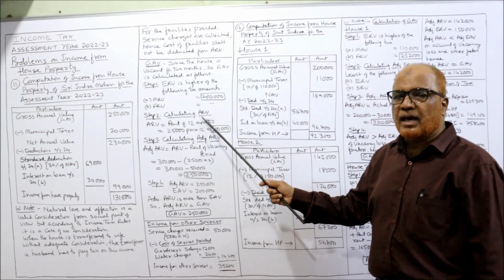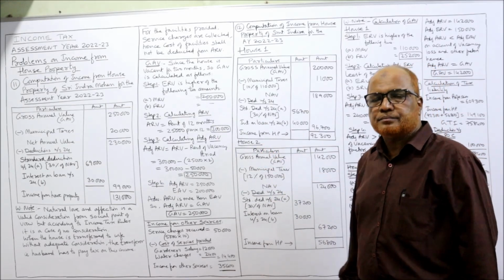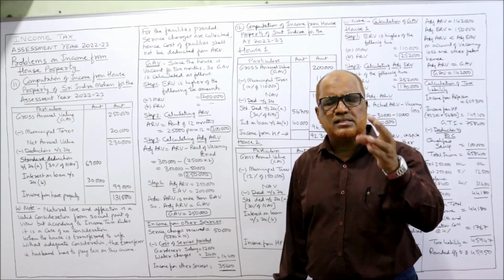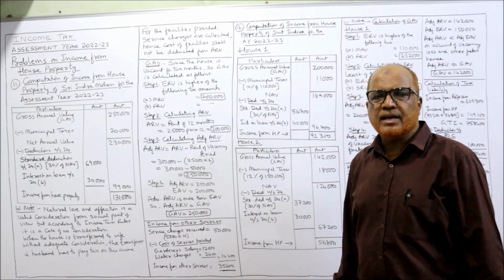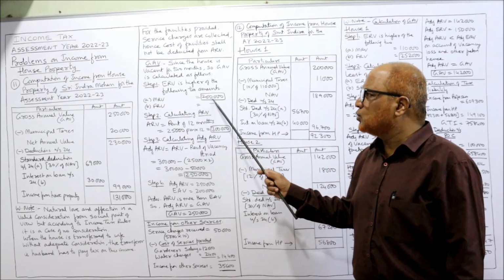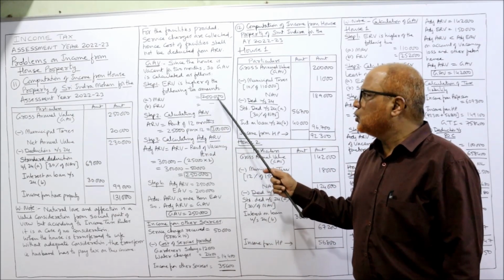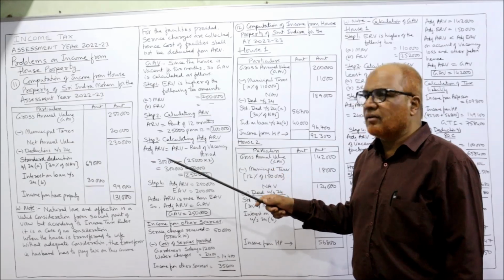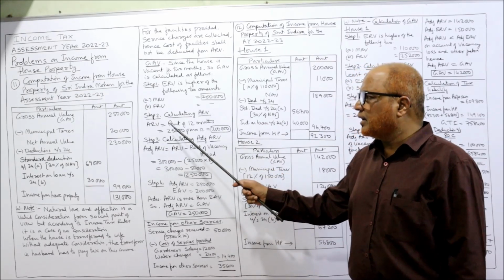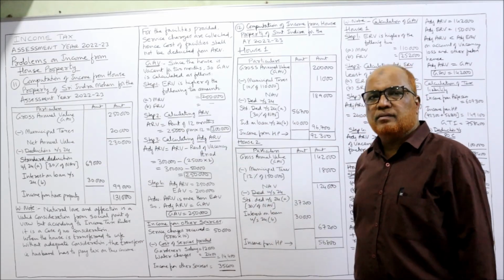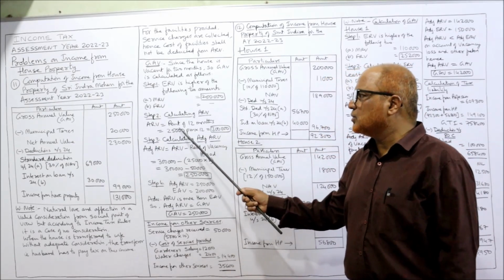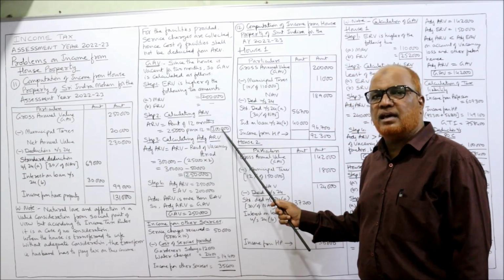The first step, calculating the ERV. ERV is the higher of the following two: MRV, FRV. Always in every problem we are doing this. Expected rental value is the higher of MRV and FRV. MRV is 2 lakh, but FRV is not given. So 2 lakh rupees is the ERV. Now second step, calculating ARV, actual rental value. The rent of 12 months, 25,000 rupees per month. So 25,000 into 12, 3 lakh rupees is the ARV.